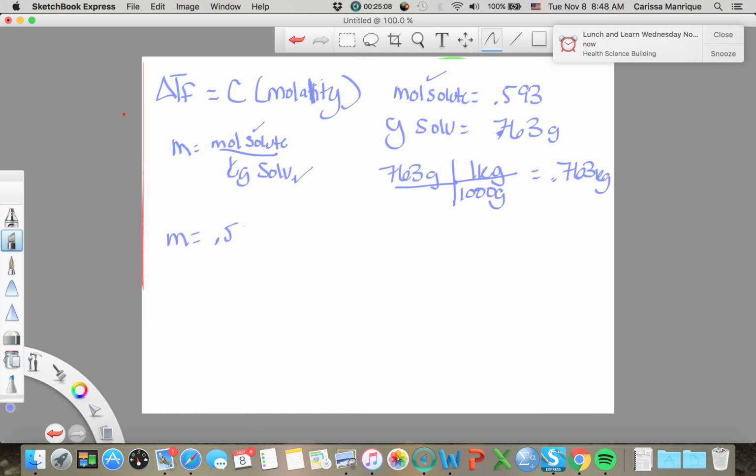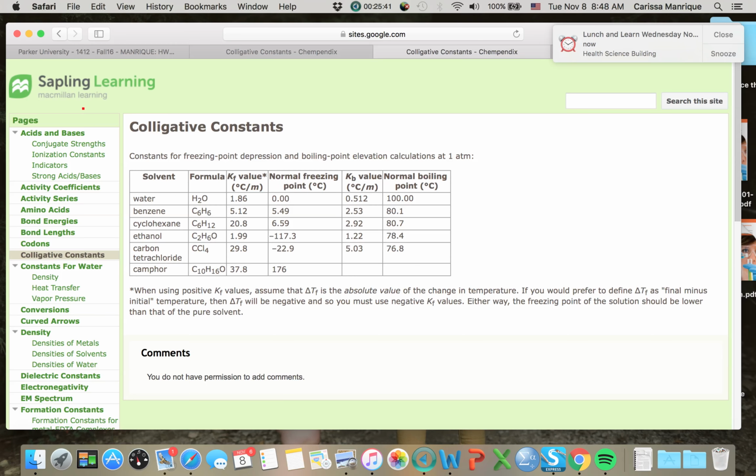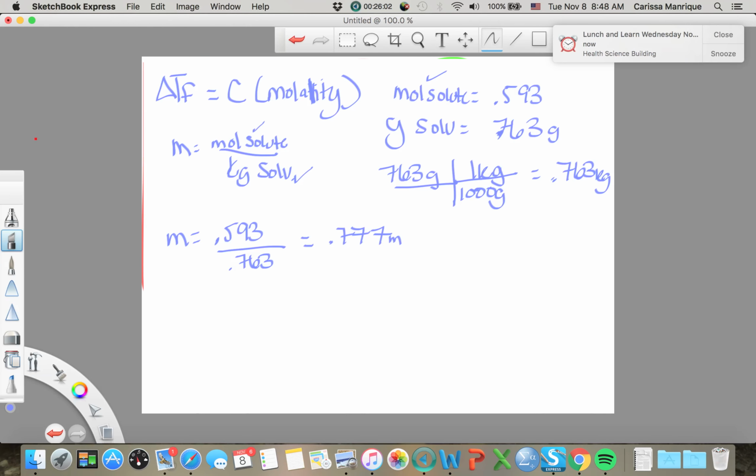Molality is 0.593 over my kilograms that I found there, which is 0.763. This number is 0.777 molality. Now, there's a chart they gave you. If you click, let me show you, right here, and we're looking up benzene. Here it is, benzene. Now, the Kf, we're looking at freezing point, so Kf is your freezing point constant, Kb would be boiling point. This is 5.12. And also notice that your freezing point is 5.49. So the temperature is 5.49 and the constant is 5.12.